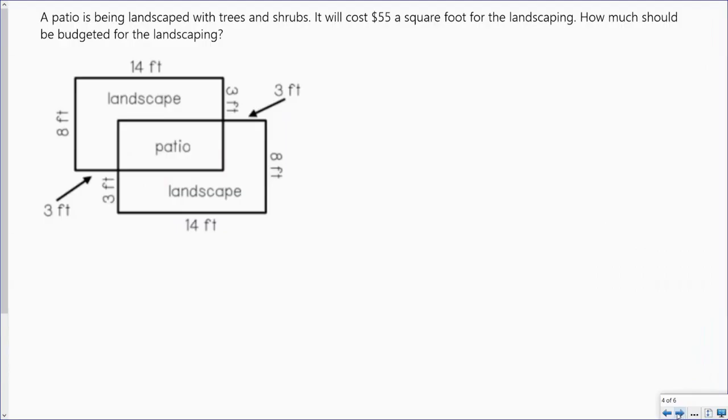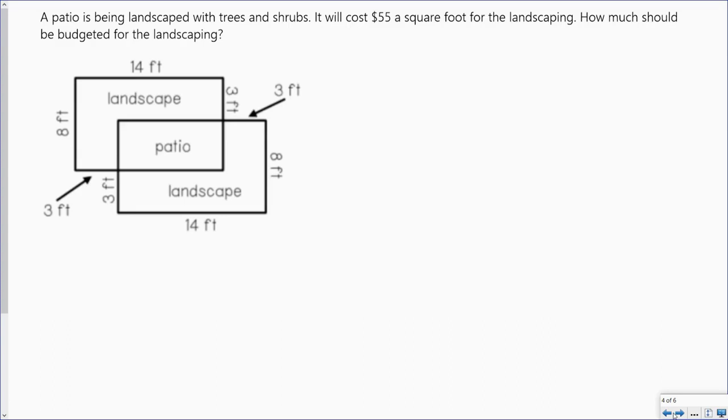So here we have a problem. It says a patio is being landscaped with trees and shrubs. It will cost $55 a square foot for the landscaping. How much should be budgeted for the landscaping? So first thing we need to do is figure out the area being landscaped. This is just like finding the area of a composite figure.